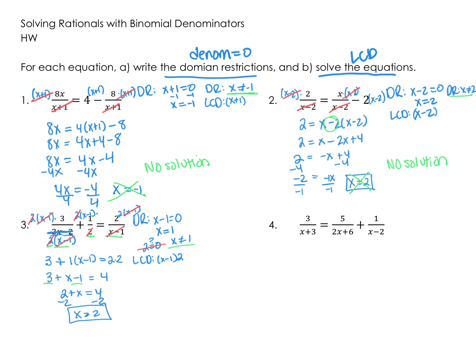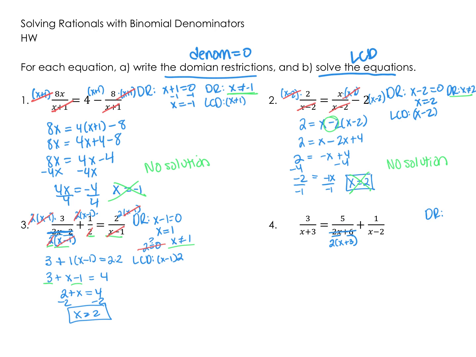All right, for number 4, we'll start with the domain restriction. But we notice right away that the middle denominator has to be factored. There's a GCF: 2x and 6 are both divisible by 2. So we need to factor that first, pull out the 2, and we're left with 2 times x plus 3. So that denominator has become 2 times x plus 3.